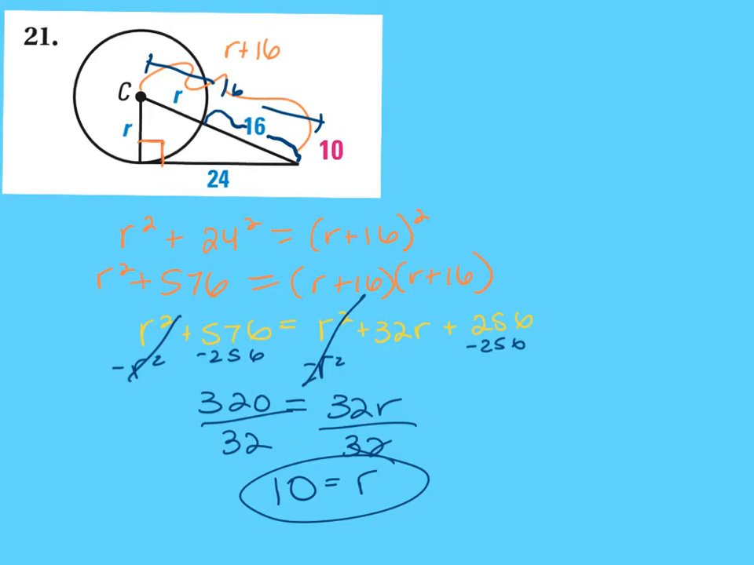Wait, how would you do it if 16 was the whole thing, you only had r? You would do r squared plus 24 squared equals, well, it would be wrong because 16 has to be bigger, but yeah. You just wouldn't need the r. So you would square the binomials for that one. Yeah. Okay.